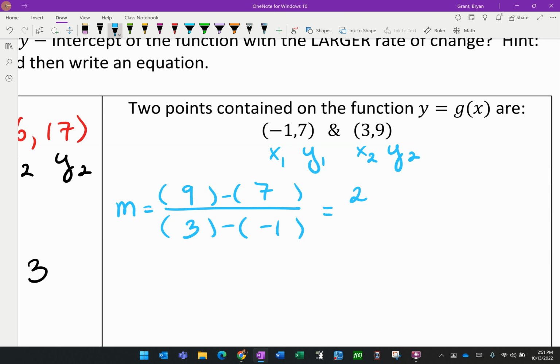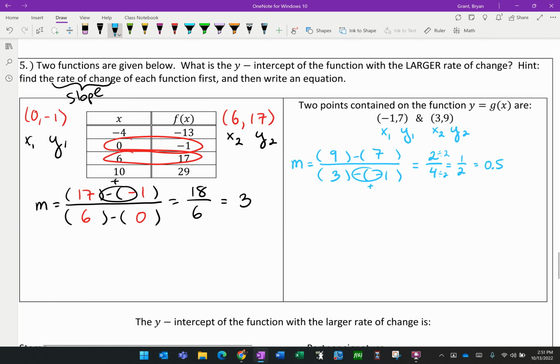9 minus 7 is 2. 3 plus 1 is 4. And then we reduce. Top divided by bottom will either give you, if you divide by 2's first, you can choose to do that, 1 over 2. Or if you do the top divided by bottom, you'll get the decimal 0.5. All right, so now that we're here, we have 2 different slopes. We have to determine which one is larger. Well, I'm pretty sure that 3 is larger than 0.5. So now that we've determined that f of x has a larger slope, now we need to find its y-intercept.